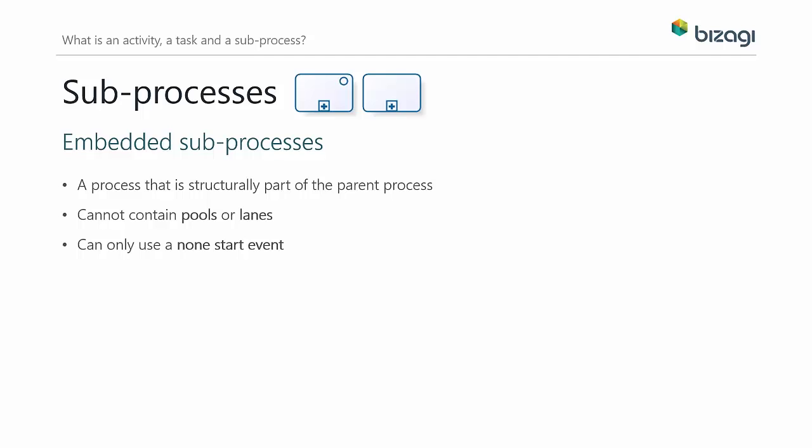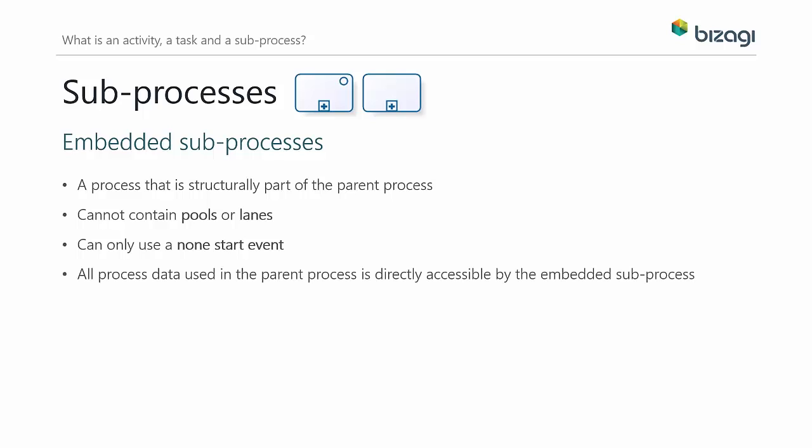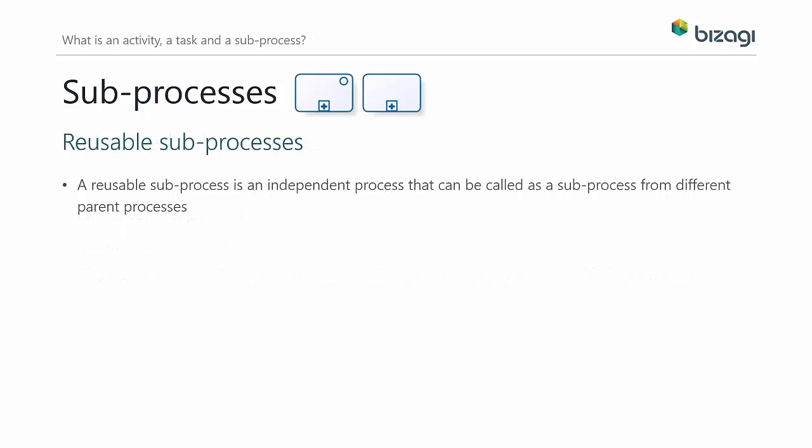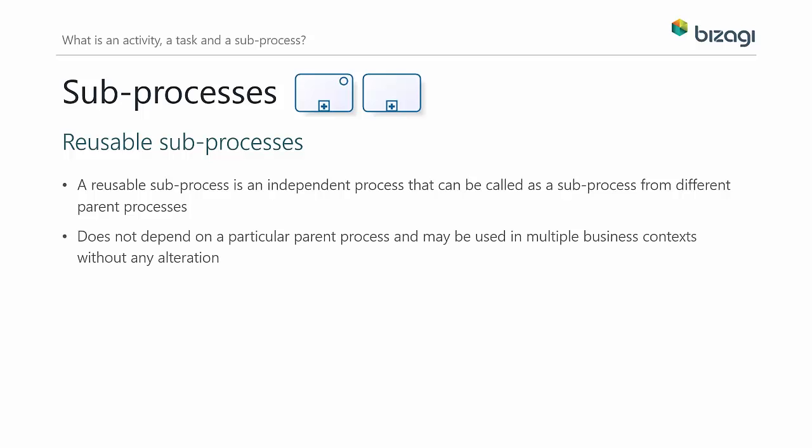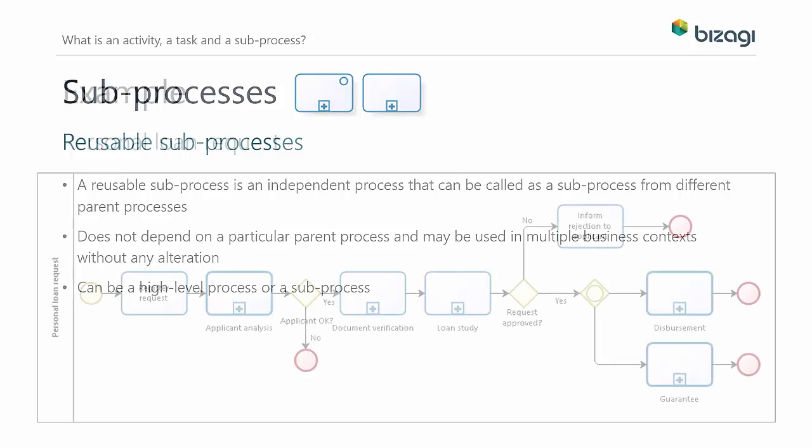It cannot contain pools or lanes, can only use a non-start event, and all process data used in the parent process is directly accessible by the embedded sub-process. A reusable subprocess is a process that can be called as a subprocess from various processes, i.e., a separately modeled process that may be used in multiple contexts without changes. It can be a high-level process or subprocess, i.e., it can be accessed as a subprocess or an independent process.